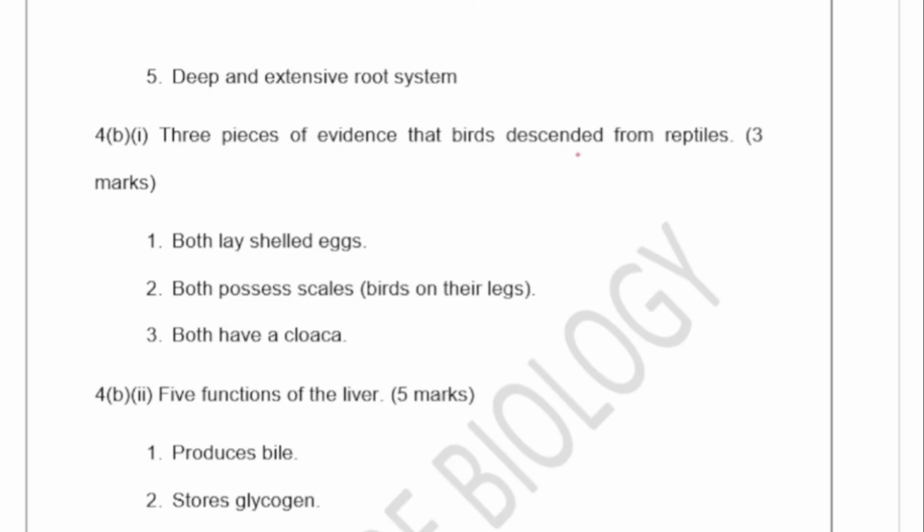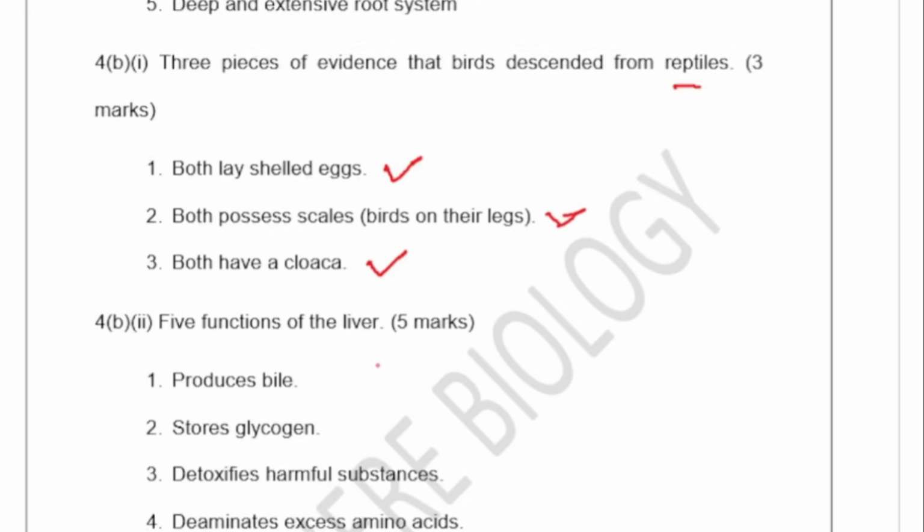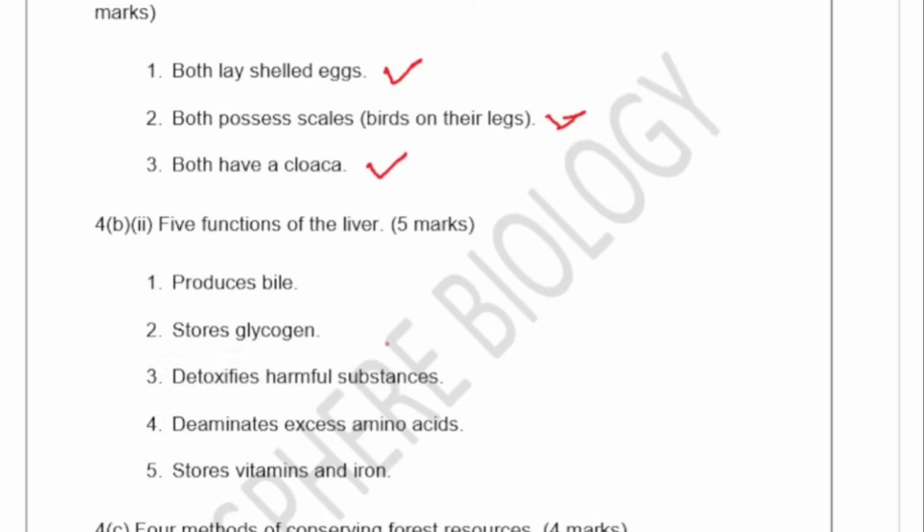3 pieces of evidence that birds descended from reptiles. Basically, both of them lay shelled eggs, both of them have scales, and both have a cloaca. Cloaca is also found in both birds and reptiles.